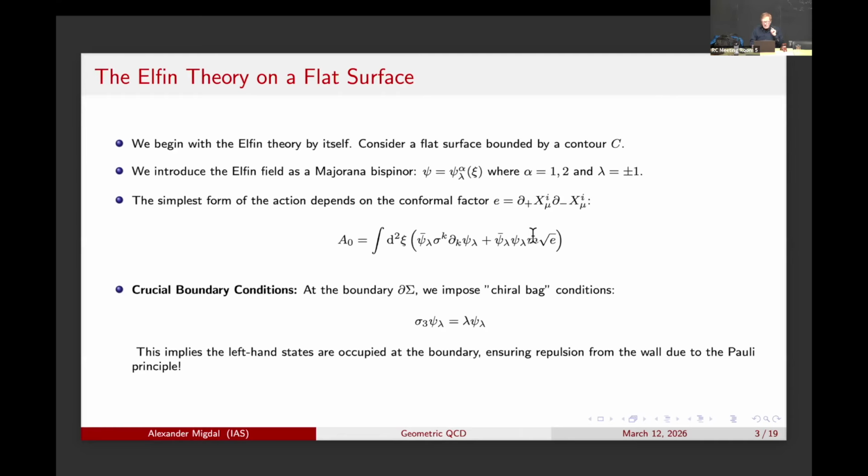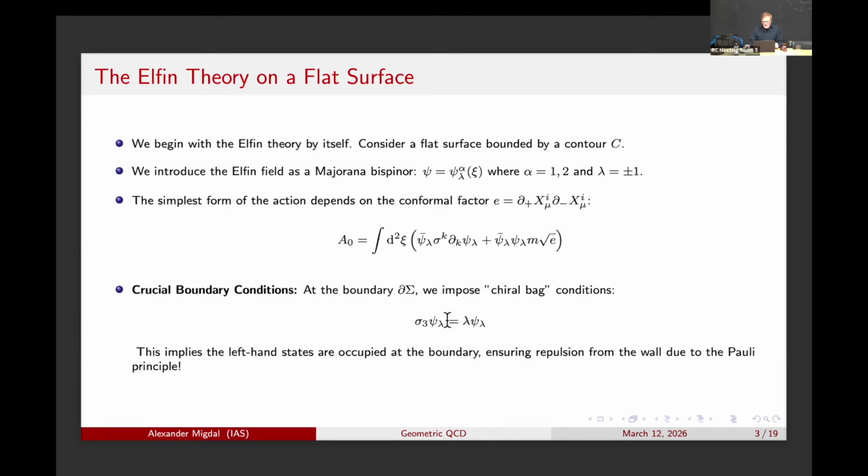Not quite, because there are two components. Ising model is only one component. So if you know what is Ising model, it's one Majorana. Here we have oriented loop, so we need to. Anyway, here are these boundary conditions.